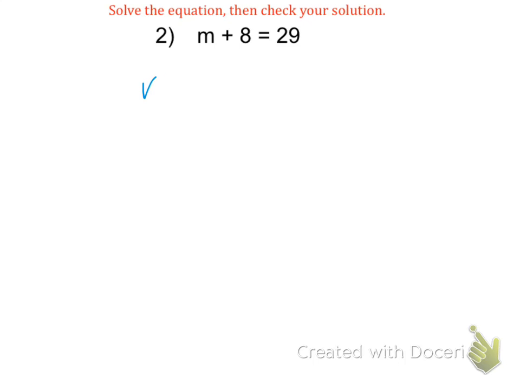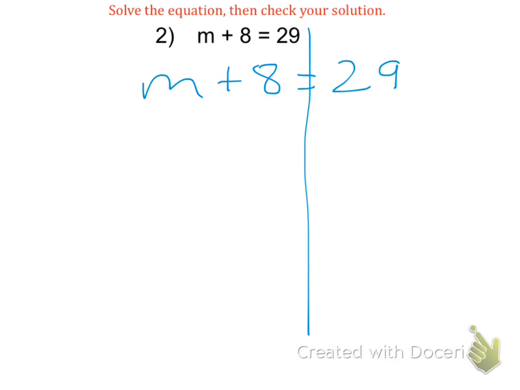Okay, so m plus 8 equals 29. Draw your line down the equal there. I am adding 8, so the inverse operation of adding is subtracting, so I want to subtract 8, and we need to do that on both sides.